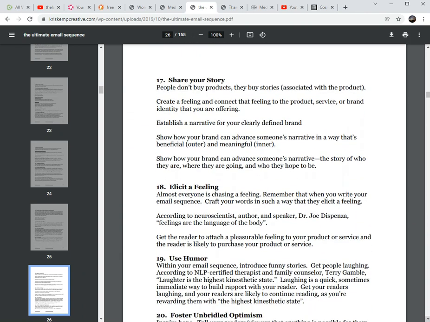Number 17, share your story. People typically don't buy products, they buy stories associated with the product or service. So if you create a feeling and connect that feeling to the product, service, or brand identity that you're offering, you can establish a narrative for your clearly defined brand. A narrative is a story. So you can show how your brand can advance someone's narrative in a way that's beneficial outer and meaningful inner. Show how your brand can advance someone's narrative, the story of who they are, where they are going, and who they hope to be.